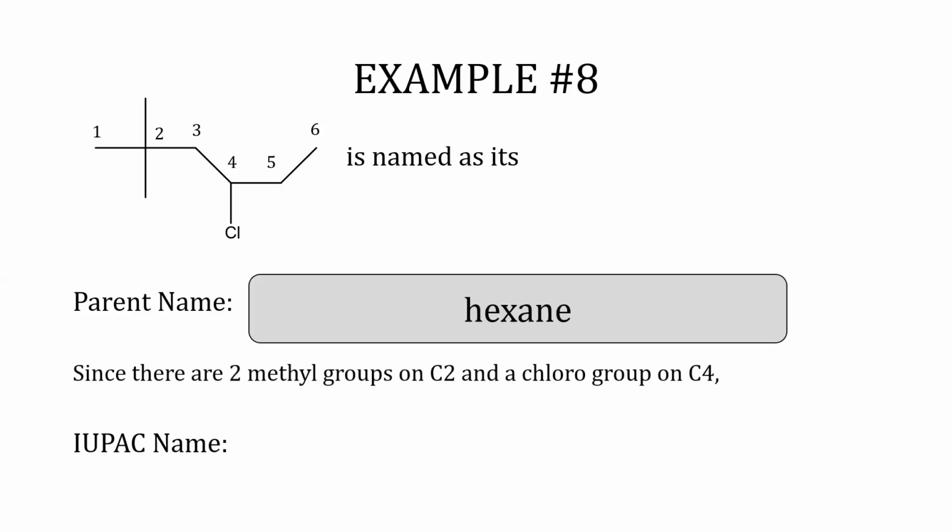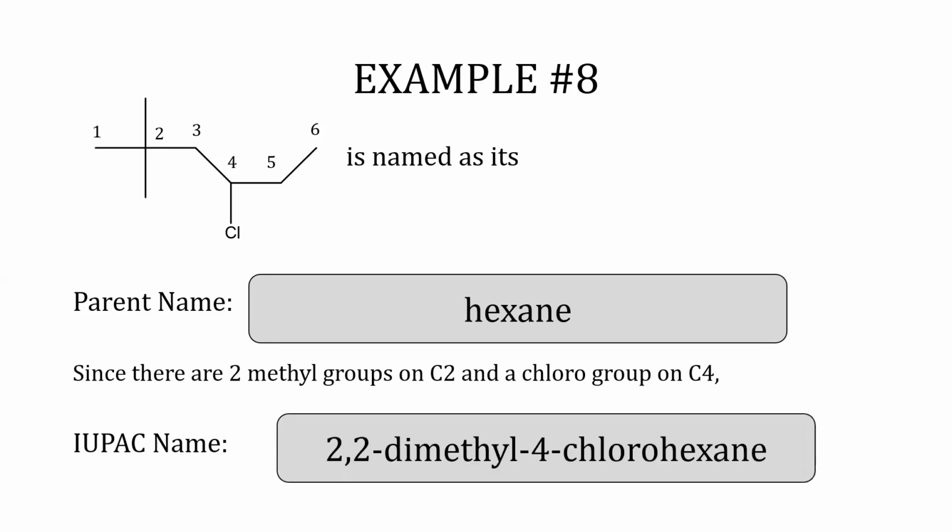There are 2 methyl groups on carbon 2 and a chloro group on carbon 4. The IUPAC name is 2,2-dimethyl-4-chlorohexane. Use commas only when you have more than one identical group, and dashes between the location of the substituent and its name.